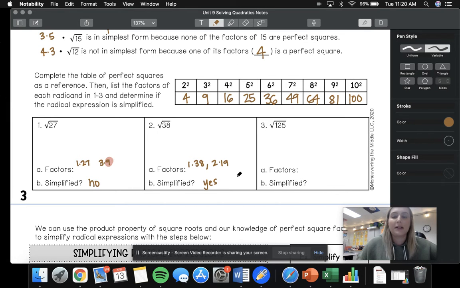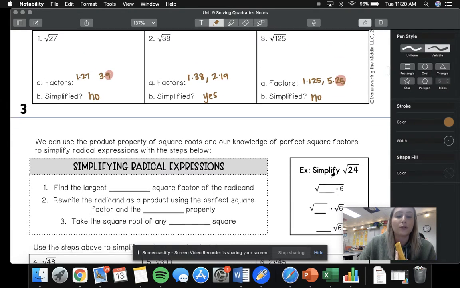And then finally, we have the square root of 125. The square root of 125 is 1 times 125. 125 divided by 3, no. 125 divided by 4, no. 125 divided by 5 is 25. So 5 and 25. When I look at these factors, 25 is a perfect square. So it looks like we will be able to simplify this a little bit further. So that's what you first just have to ask yourself: are there perfect squares in these radicals?